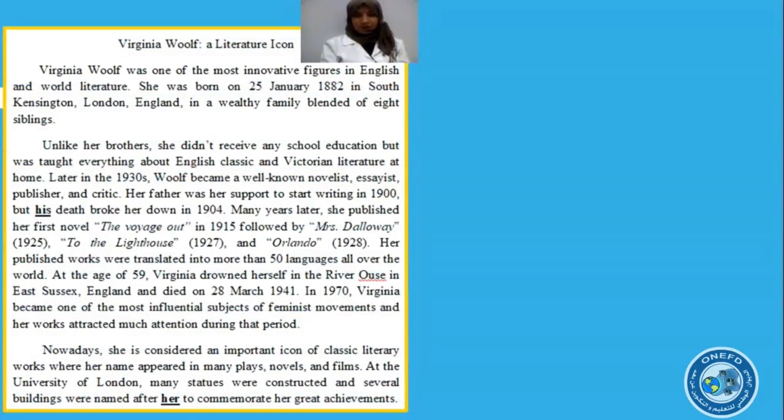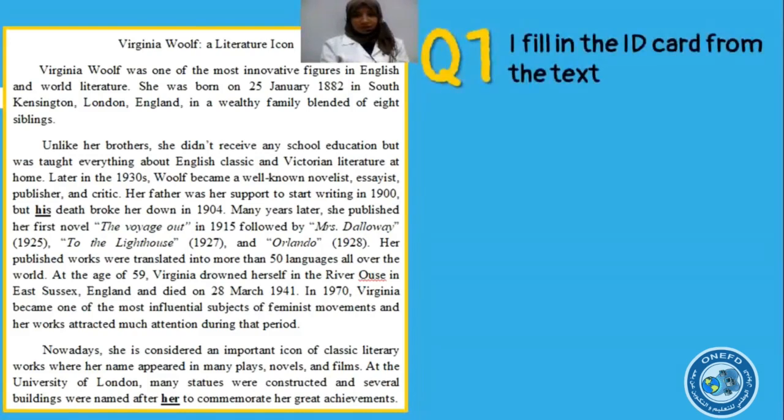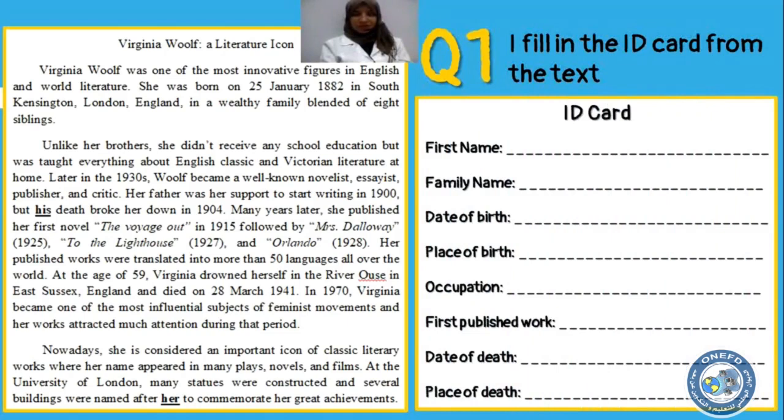Now we have the text, as you can see. Let's start with question number 1 from section 1. We have to fill in the ID card from the text. In the ID card, we have first name, family name, date of birth, place of birth, occupation, first published work, date of death, and place of death. So please quickly, you have 1 minute to fill in the ID card from the text on your left.